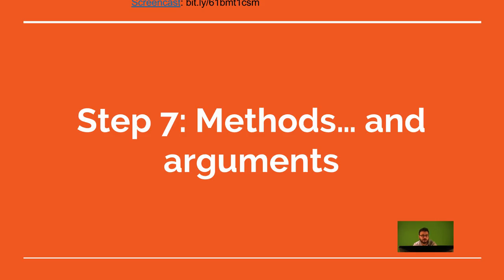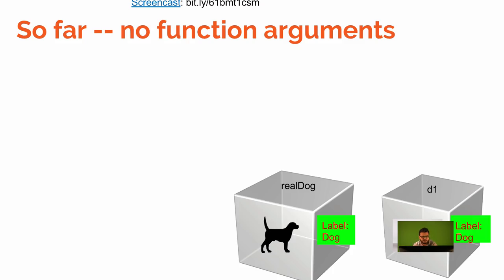What happens when you have arguments? This is where things start to get a little tricky. So far, we haven't had any function arguments. Let me again have the same two dogs, a real dog and a D1.